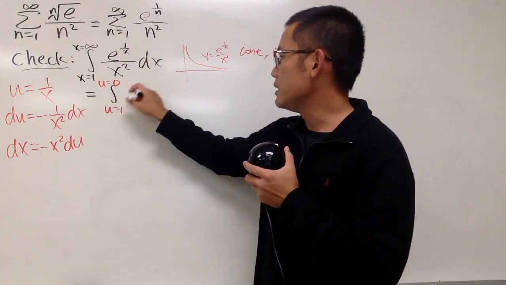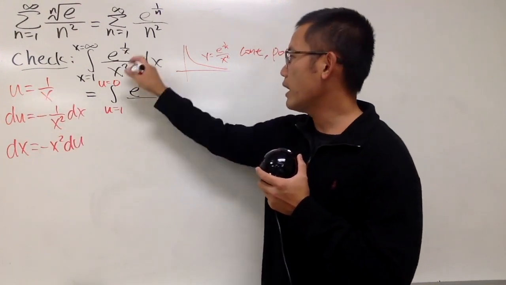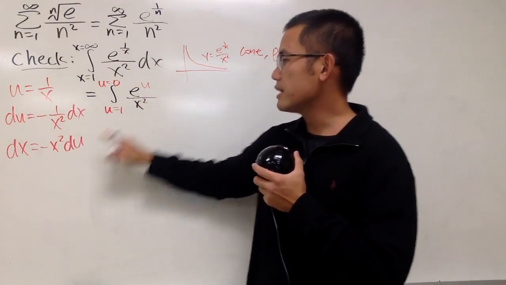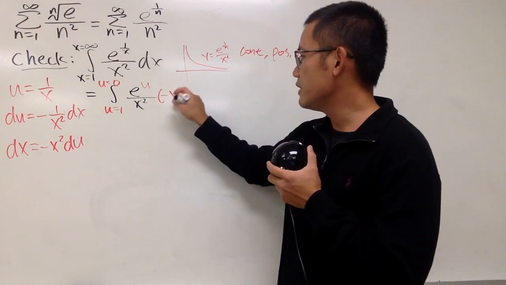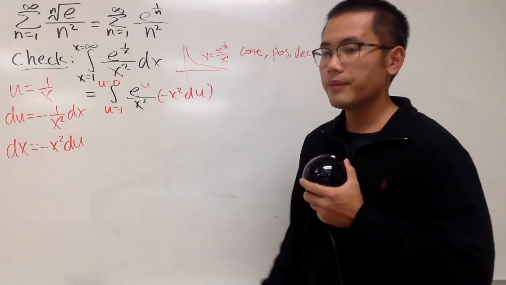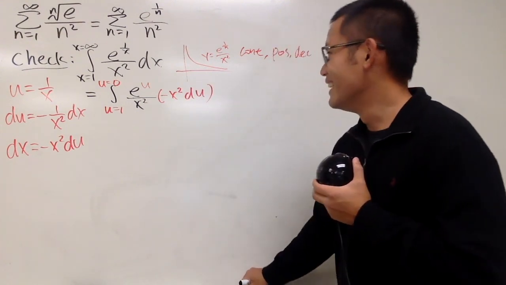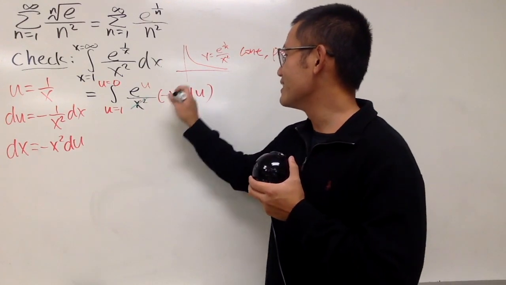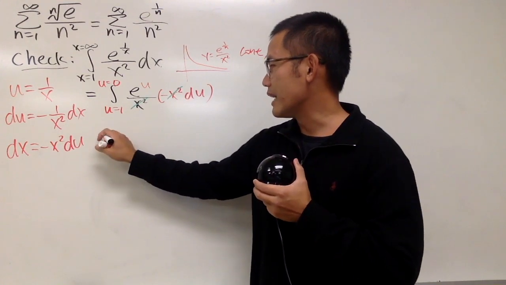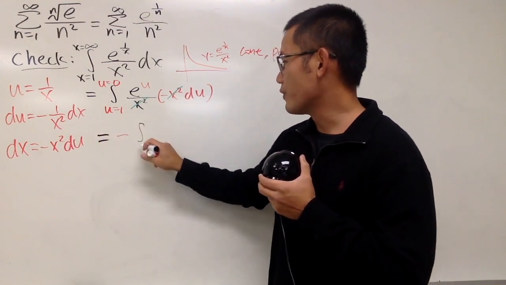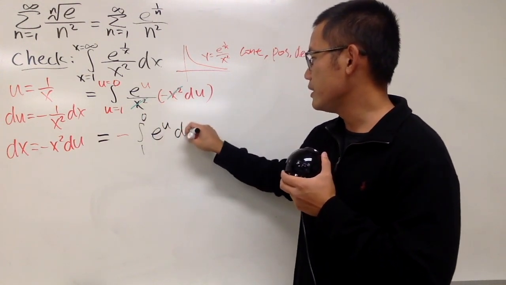However, look at this part. We have e to the u's power, because that's 1 over x, that's the u, over x squared. Let me put this down and I'll show you guys a cancellation. Here we have negative x squared du, like this, right? Of course, the x squared cancel each other out, and here's the deal. We can bring the negative to the front, so this is the same as saying negative integral from 1 to 0, and we pretty much have e to the u du.